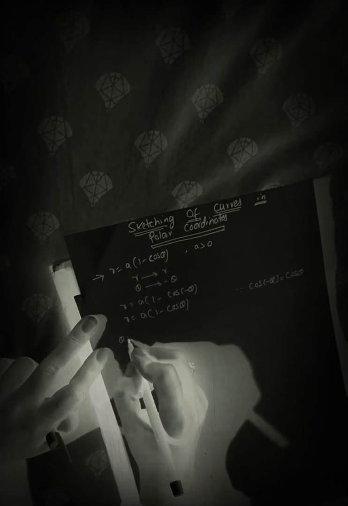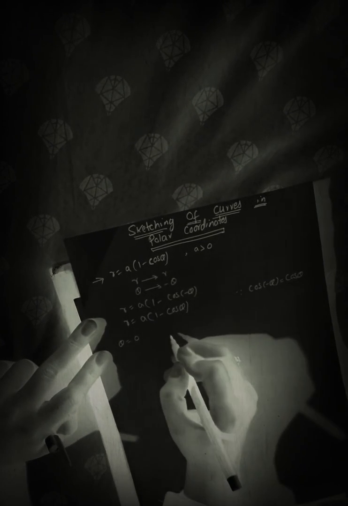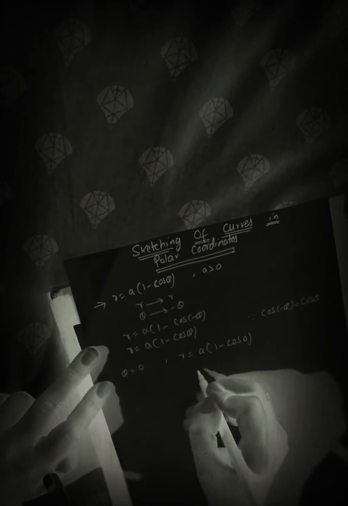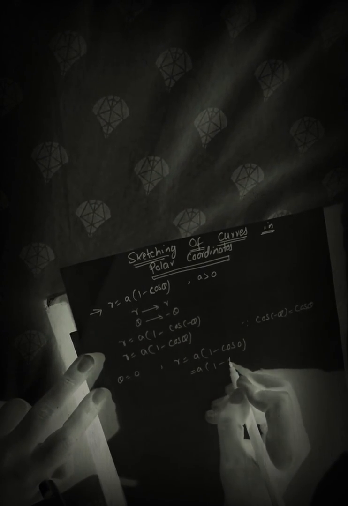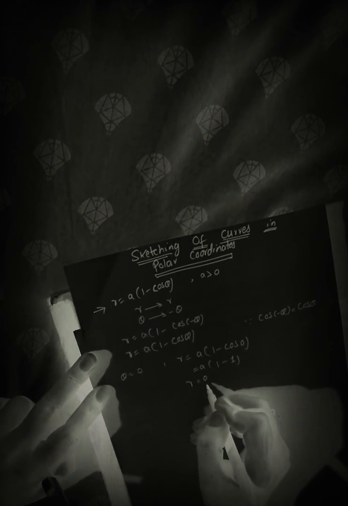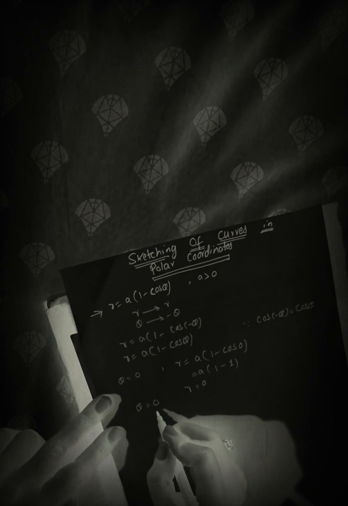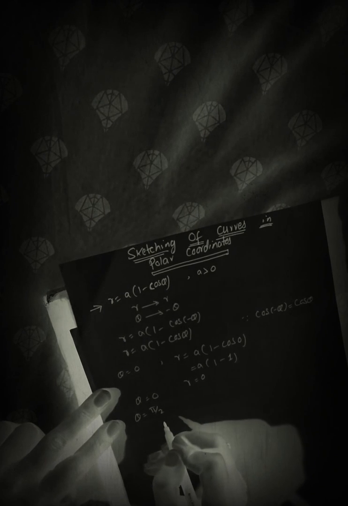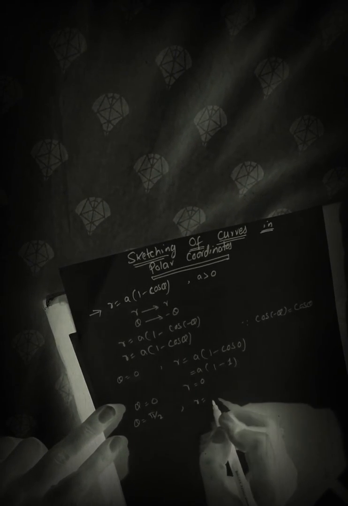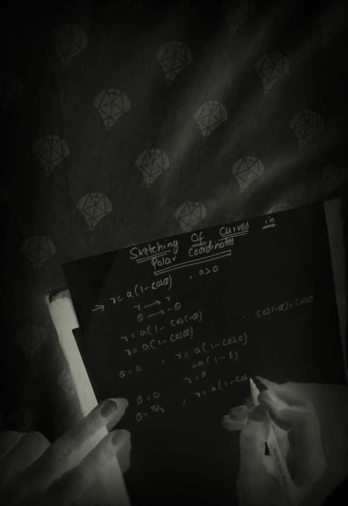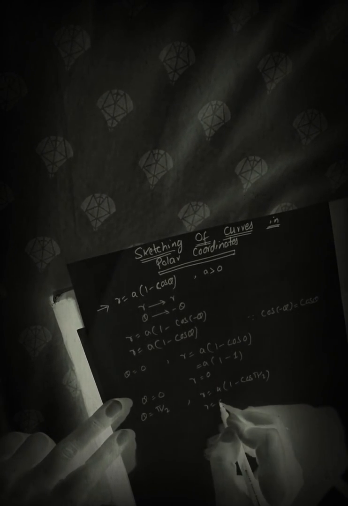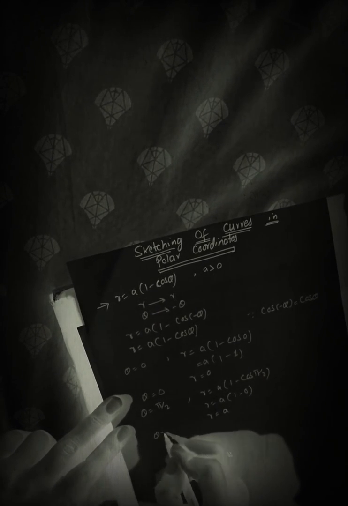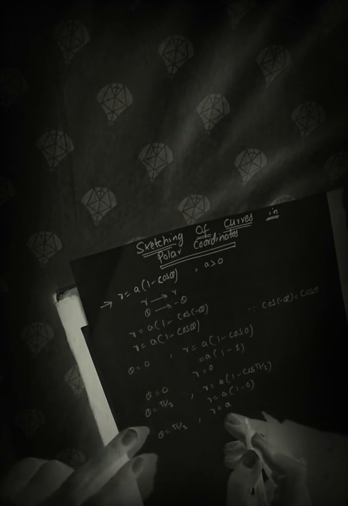First of all, put theta equal to 0 in this equation. Then r is equal to a(1 minus cos 0), a(1 minus 1), then r is equal to 0. It means when theta is 0, r is also 0. But theta is equal to pi divided by 2, meaning 90 degrees: r is equal to a(1 minus cos pi by 2), r is equal to a(1 minus 0), then r is equal to a. So at pi by 2, r is a.